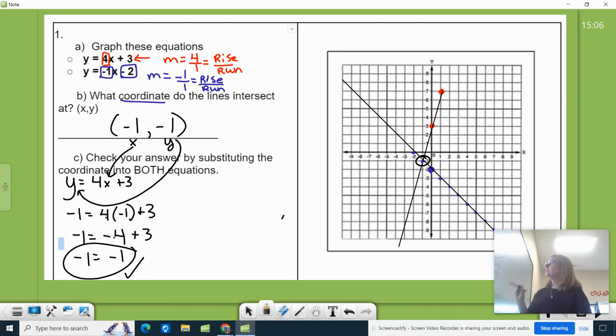Okay. That's not enough. I need to check my answer in my second equation. So I'm going to start with my second equation. y equals negative 1x minus 2. And I'm going to do the same thing.